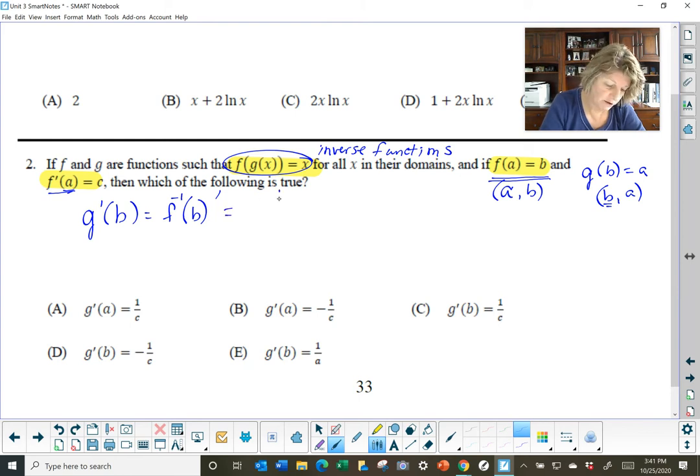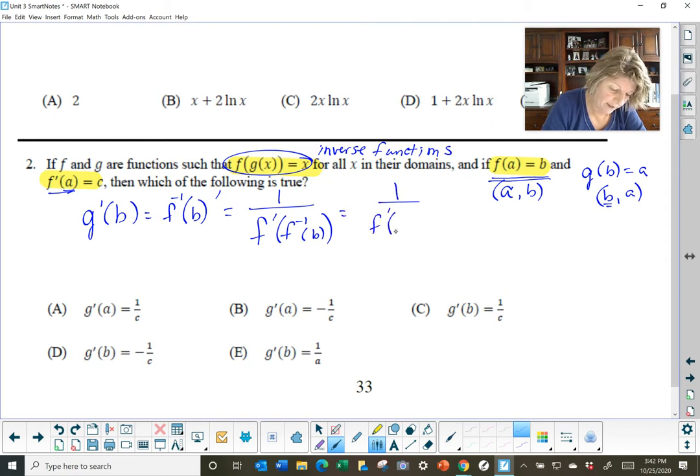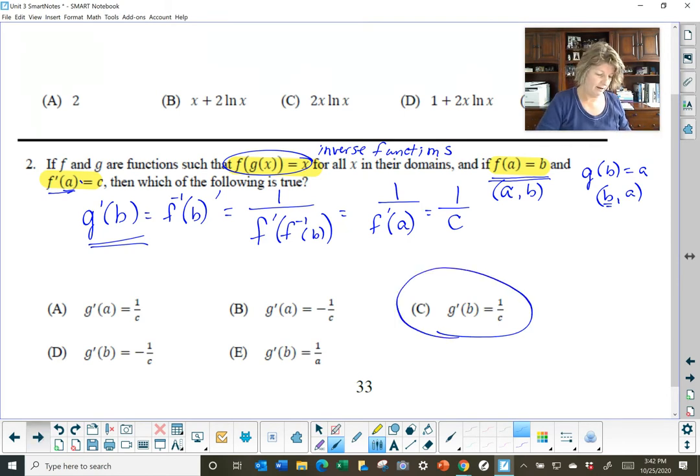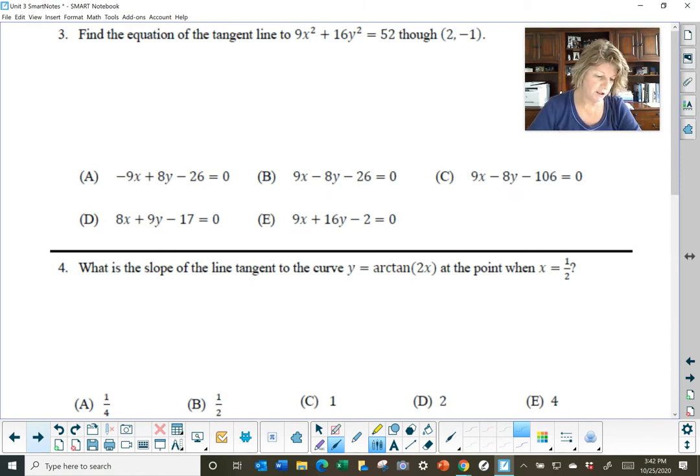And that's equivalent to 1 over, remember this reciprocal relationship, f prime of f inverse of b. Well, f inverse of b gets me a, and that'd be 1 over f prime of a, which was c. I'm going to get 1 over c, and it started out with g prime of b. I'm getting C on that one. That was tough.